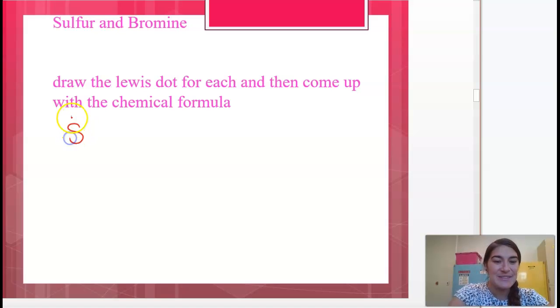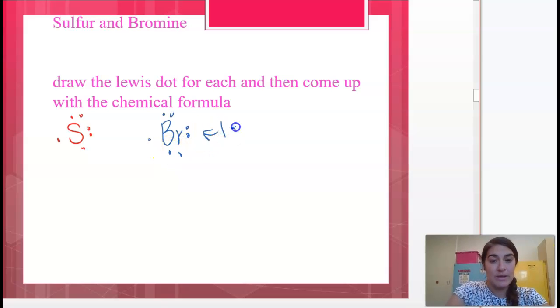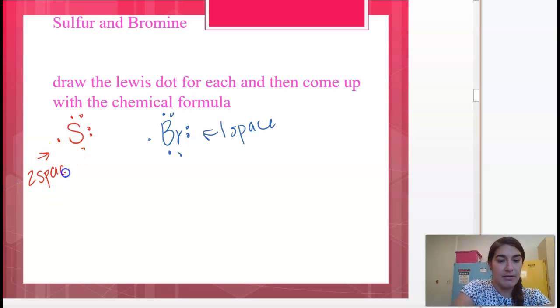Okay, so sulfur had 6 valence electrons, right? We just had that in our multiple choice. And then bromine is going to have 7. Okay, so we've got that one space here. And then we have 2 spaces there.